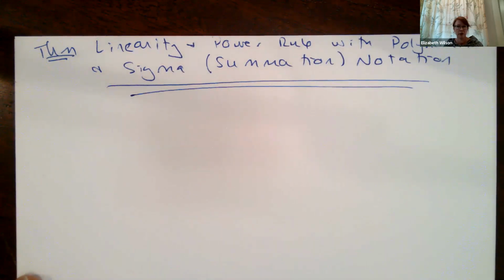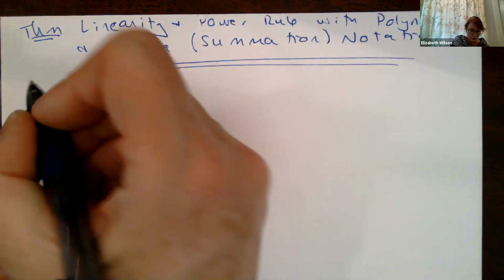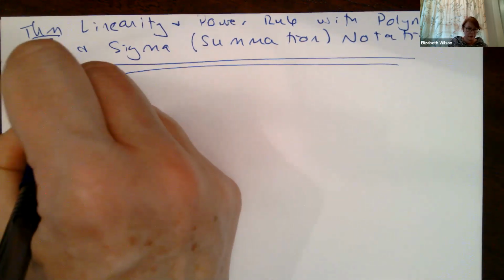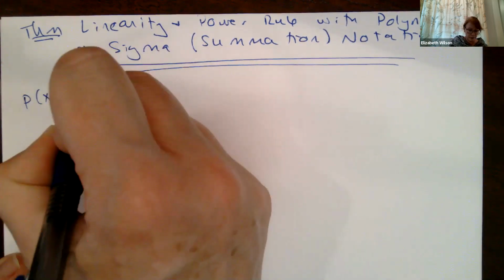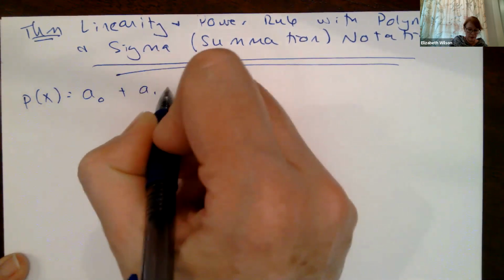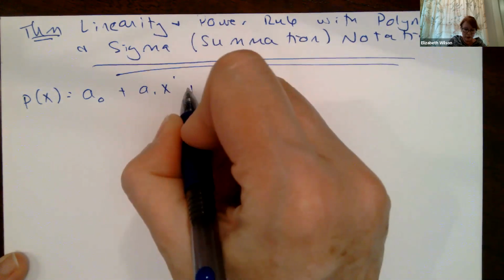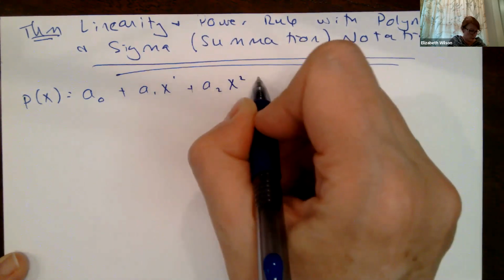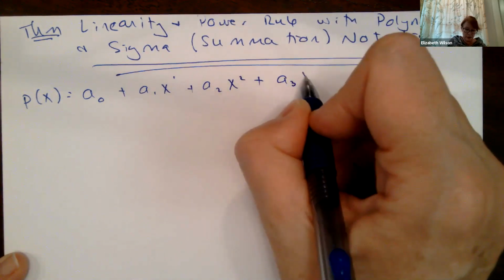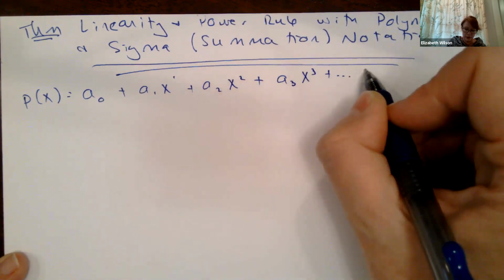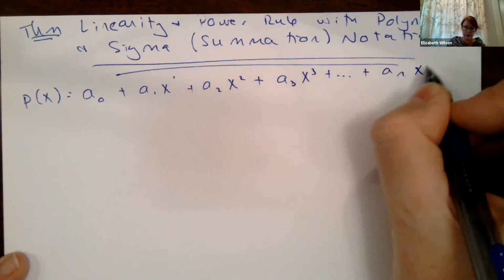Okay, so let's go ahead and talk about that. Let me rewrite what I just put down. My polynomial: a naught plus a1 x to the 1. I'll write out x to the 1, we don't usually write it, but I'll write it so you can see that they go hand in hand. Plus a2 x squared plus a3 x to the 3, and so on and so forth, plus a sub n x to the n.